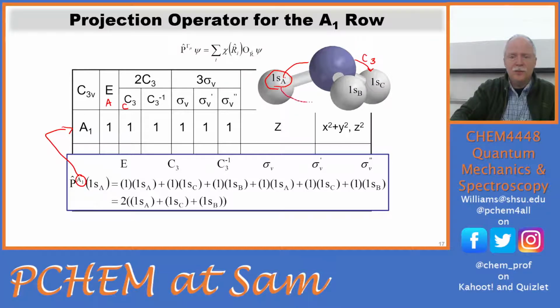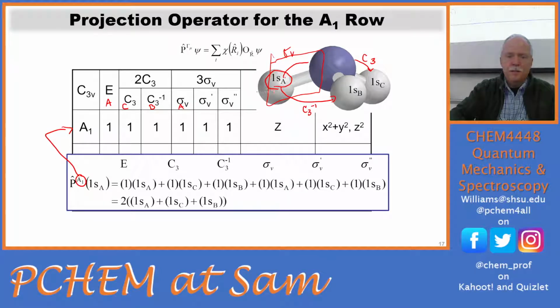Doing a C3 minus 1 moves it the other direction. And so that gives us a B. So it goes A, C, B. Now the reflection planes. The first one is going to be the one that contains this bond. And so that'll be sigma V. And so it doesn't do anything. That orbital is just reflected into itself. And so that's going to be an A. The prime, I'm going to call this one single prime, this reflection plane, which reflects the A into the C. So this one's going to be C. And then the double prime will be the one in the back, which reflects A into B.